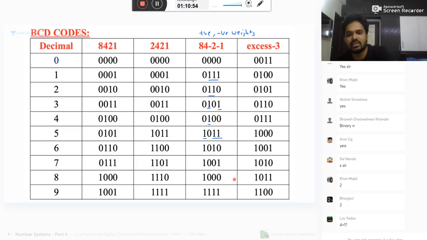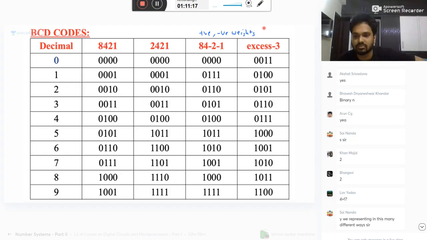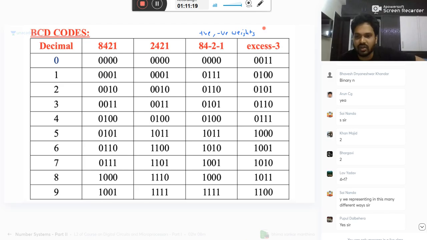The next one is excess 3. Excess 3 means instead of 0, you should write 3. Instead of 2, you should write 5. Just add 3 to every number here, you get excess 3. Now you will get the doubt. Sir, why excess 3? Why not excess 4 or excess 5? Why do we like excess 3? Why these different ways?